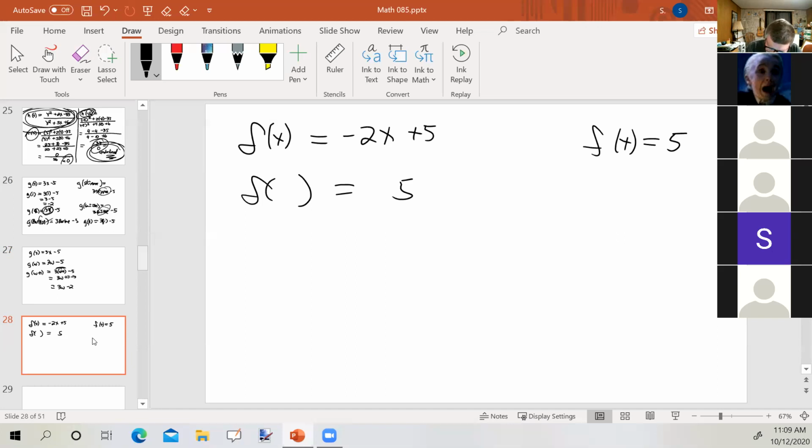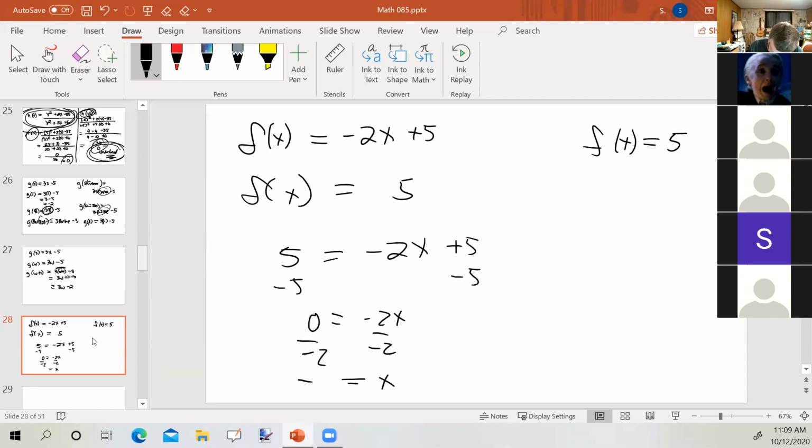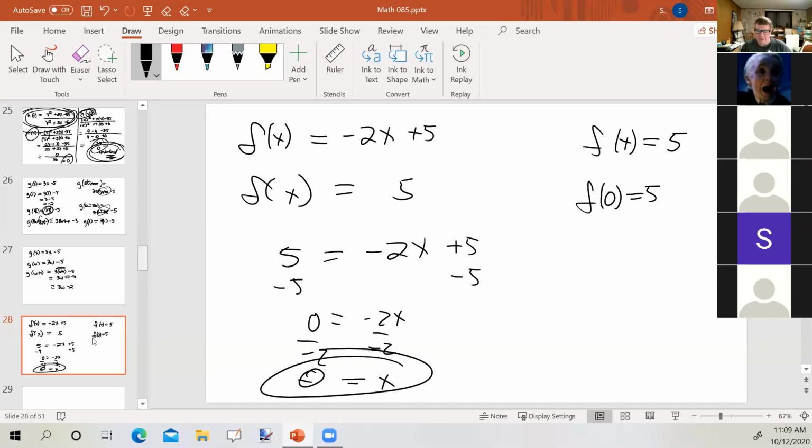Well, when would f of x equal 5? Let's see. 5 is when it's negative 2x plus 5. Subtract 5 from both sides. 0 equals negative 2x. Divide by negative 2. x equals 0. Okay. So f of 0 equals 5. What do you have to put in to get 5 out? You have to put 0 into the function to get 5 out of the function.